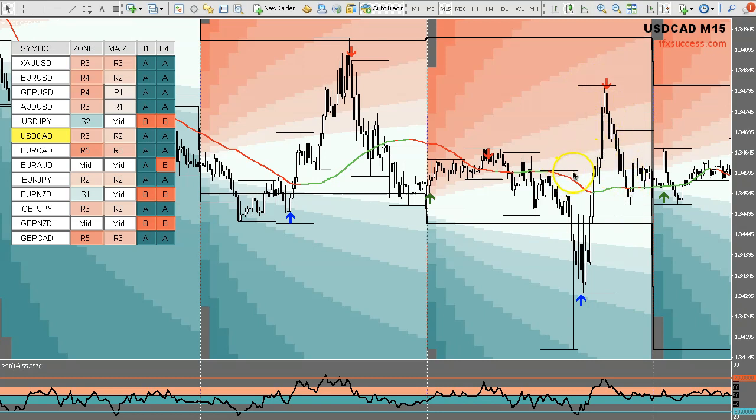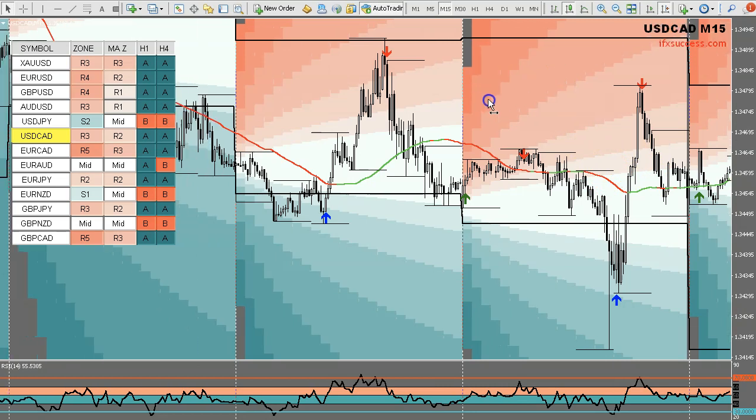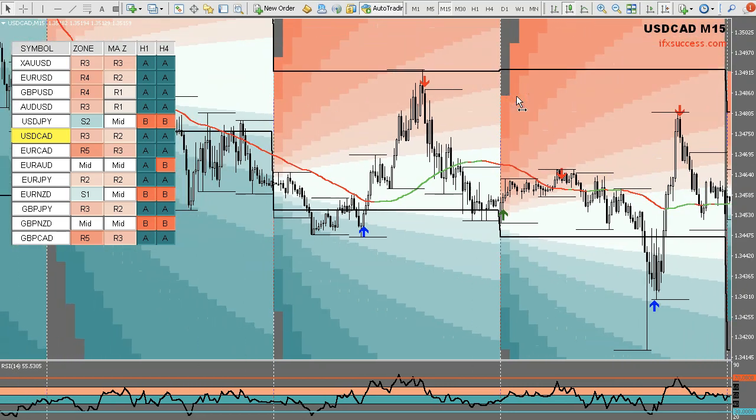So sometimes we don't have to be so rigid, but if you're starting out, I would like for you to follow that strategy, okay? So right here, we got an arrow, which happens to be already the beginning of the new 4-hour candle.